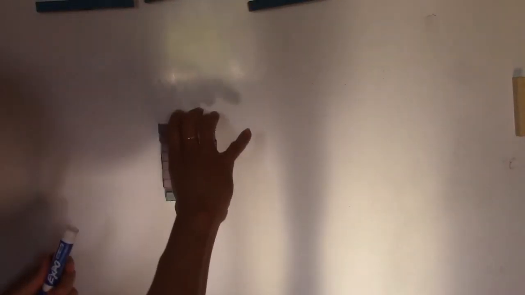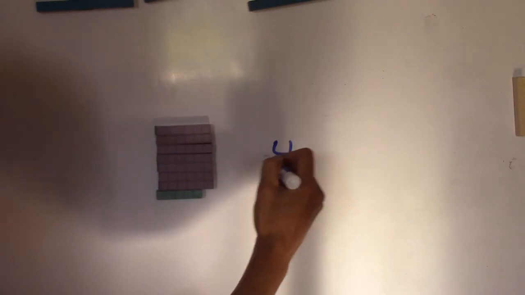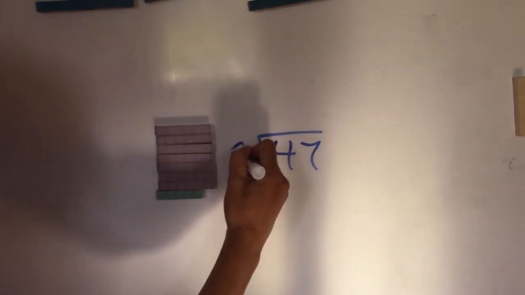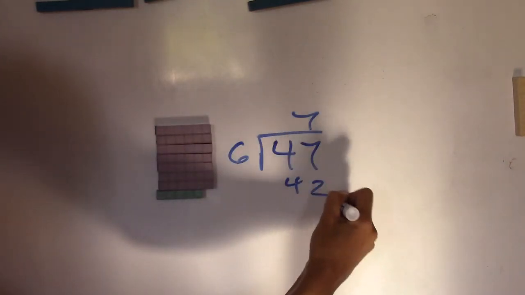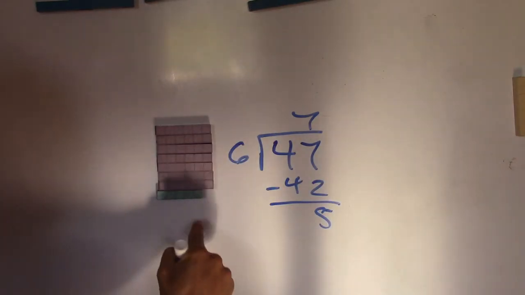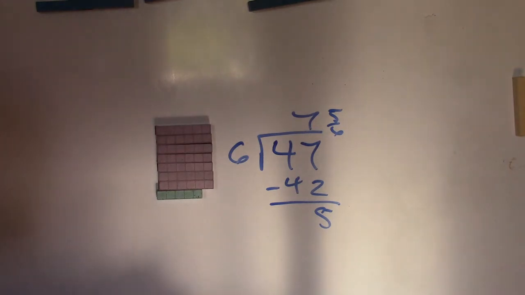And all I did was this whole thing is 47. It's 6 across, it's 7 down. That's 42 in this block right there. And there's 5 left, that's that right there. We're counting by 6s. Done.